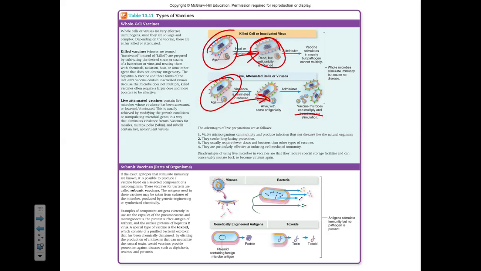We also could use subunit vaccines. Subunit vaccines are going to be individual molecules that are isolated from the virus or the bacteria in question. Oftentimes, this individual molecule can be produced from a genetically engineered microorganism that then secretes the individual protein or toxin that we can then administer to the patient.